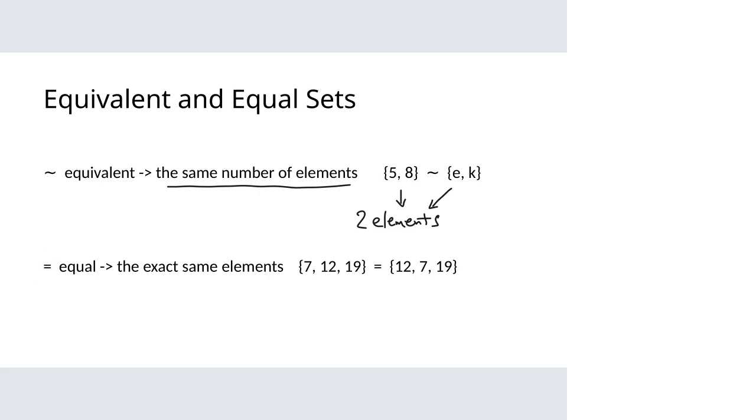Equal, same symbol you're used to for equal. Equal means they have the exact same elements. They're exactly the same. 7, 12, 19, 7, 12, 19. The order that they're written in does not matter. These 2 sets are equal. They are the same as each other. The elements can be written in any order. It'll be typical for us to write them from least to greatest or in alphabetical order, but you don't have to. They don't have to be written least to greatest or alphabetical order.